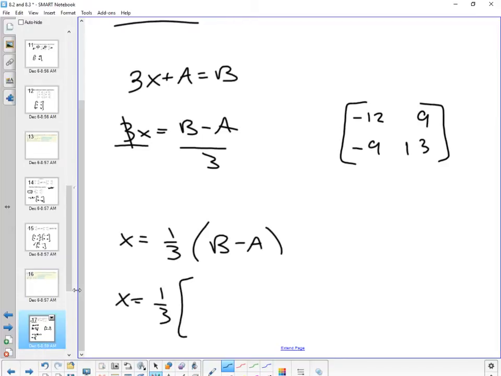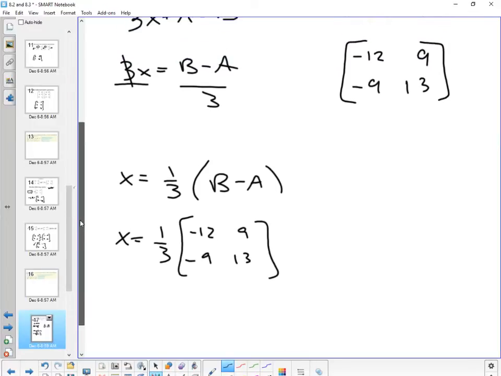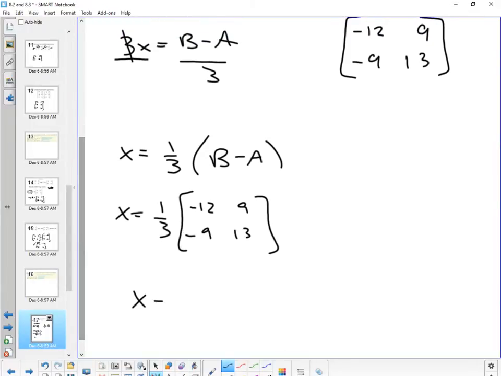Negative 4, 3, negative 3, 13 over 3. Right? So that means that X is equal to negative 4, 3, negative 3, and 13 thirds. That was easy.